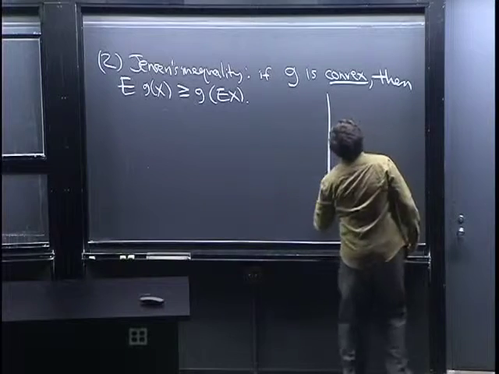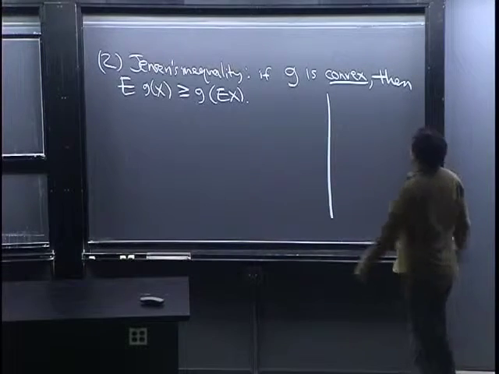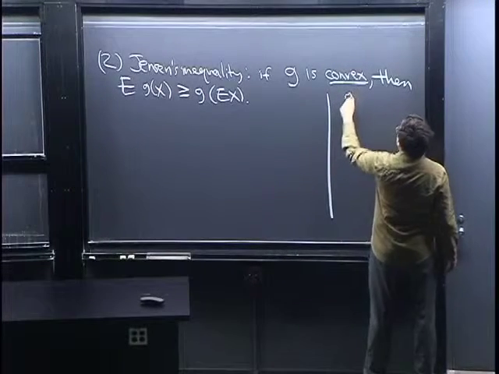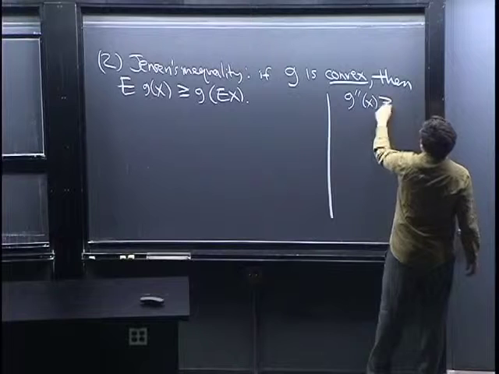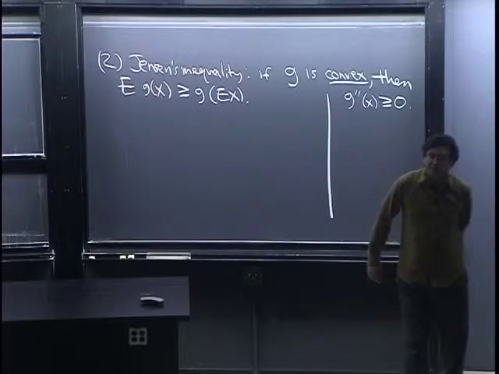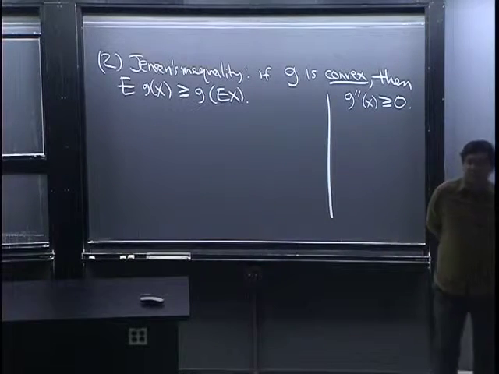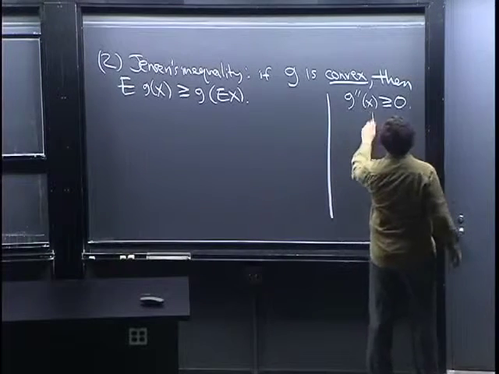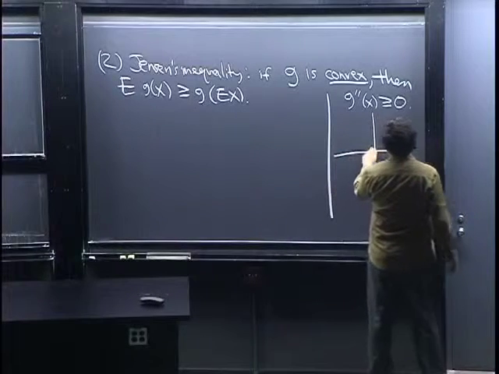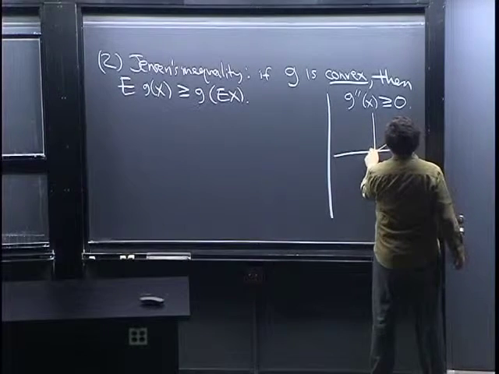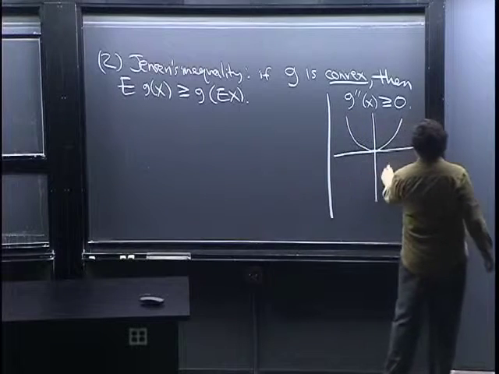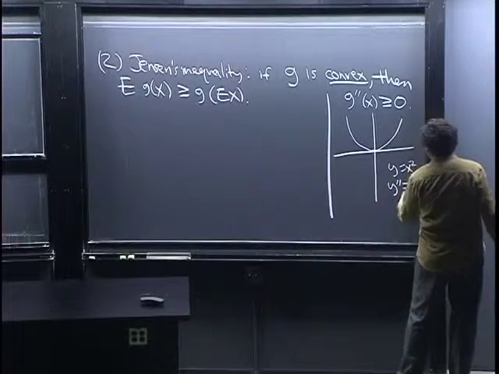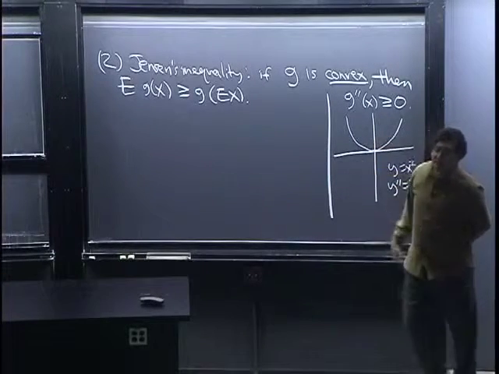Okay, just to make sure everyone knows what convex function means. If the second derivative exists, it means that the second derivative is greater than or equal to 0. That's usually the easiest way to determine if a function is convex. Just take the second derivative. So a simple example would be y equals x squared. You can draw this U-shaped thing. Then the second derivative is 2, which is positive, so this is convex.